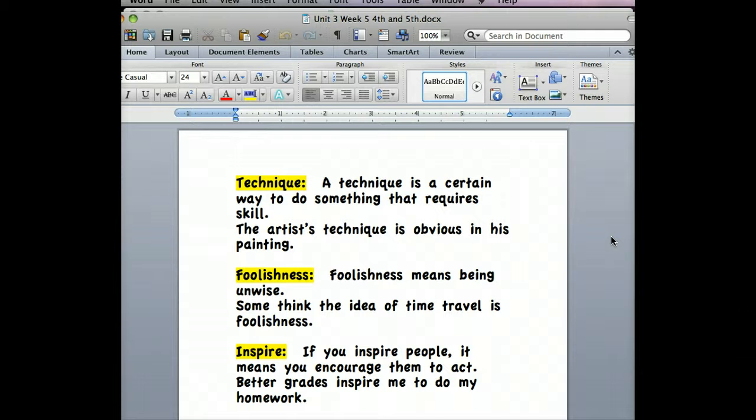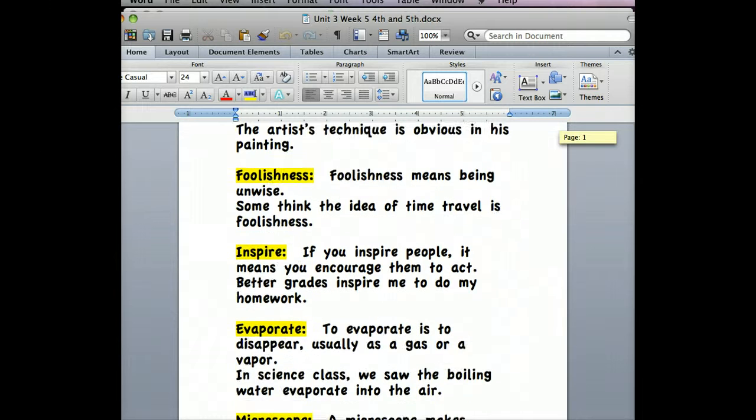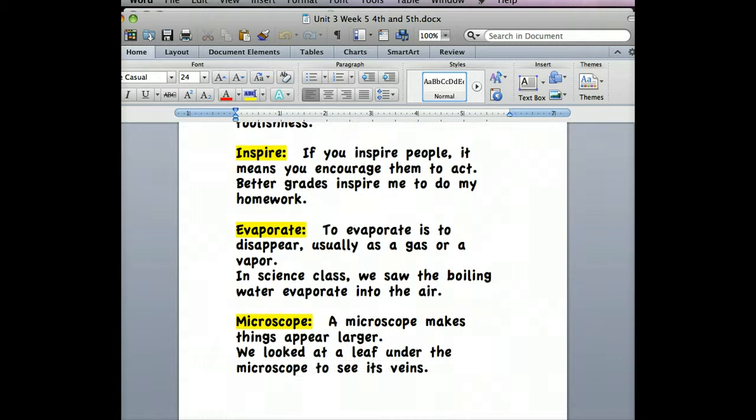Number 1, we have technique. A technique is a certain way to do something that requires skill. The artist's technique is obvious in his painting. Foolishness. Foolishness means being unwise. Some think the idea of time travel is foolishness. Inspire. If you inspire people, it means you encourage them to act. Better grades inspire me to do my homework.